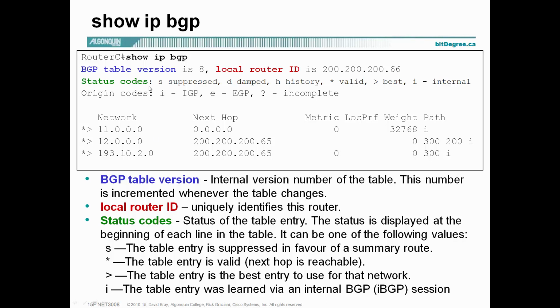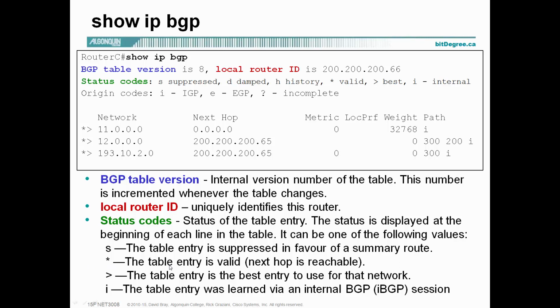Then there are the status codes. Just like when you do a show IP route, there's a reminder on the output of what the various codes mean. On this show IP BGP command, it's similar. This is the status of the table entry, and these status codes are the characters displayed at the beginning of each line in the table. It can have various values, where lowercase s means the table entry is suppressed in favor of a summary route.